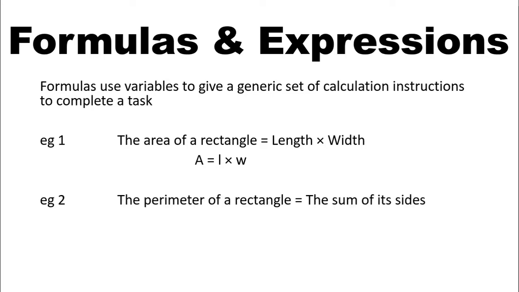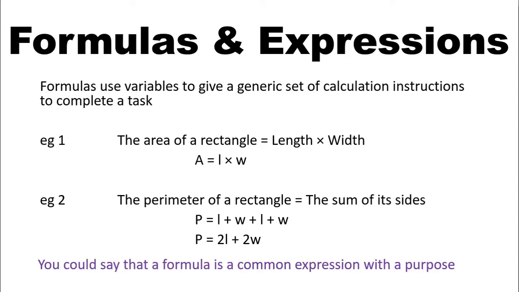Another example for the perimeter of a rectangle is that it's the sum of all of its sides. So the formula we could use is that P is equal to length plus width plus length plus width. And that formula could be simplified to P equals 2L plus 2W. Now we could reuse these formulas for any rectangles, whereas expressions are specific to that particular situation. You could say that a formula is a common expression with a purpose.